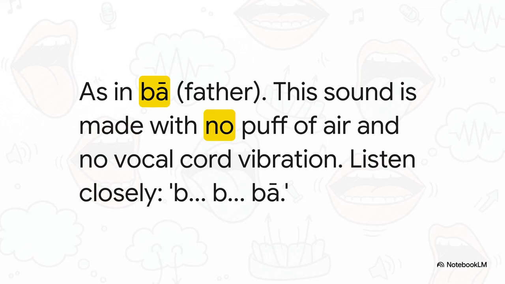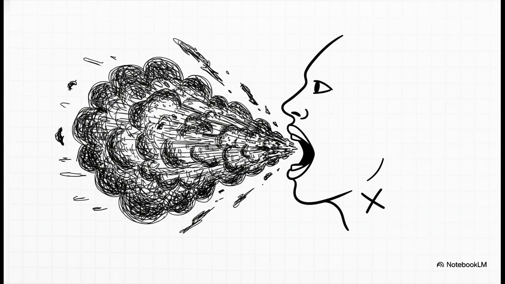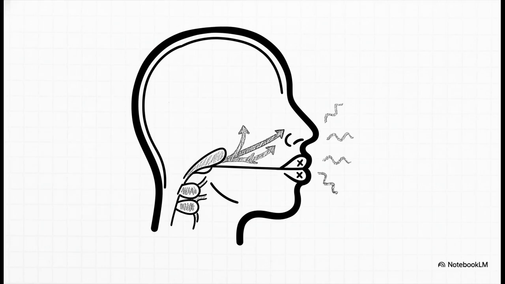It's a flat, stopped sound. Listen very closely. Ba, ba, ba. Next up is P. This one is the direct counterpart to B. It uses the exact same lip position, but it requires a strong, sharp puff of air. This is what linguists call aspiration. You should really hear that explosion of air. Listen. Pa, pa, pa.